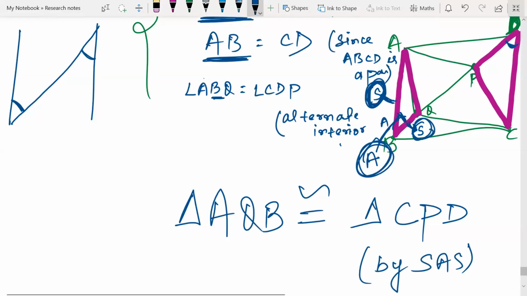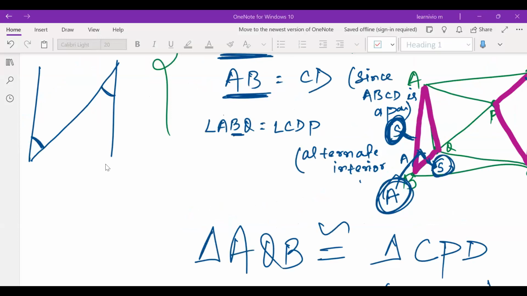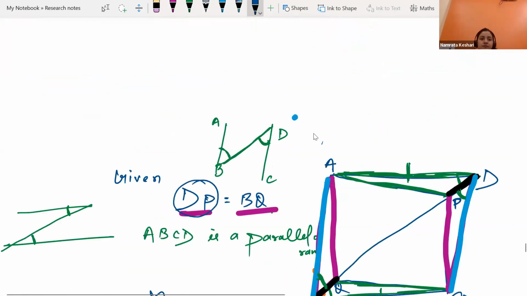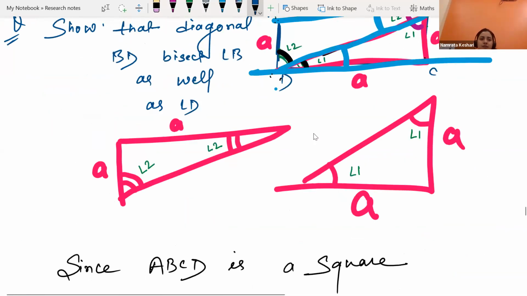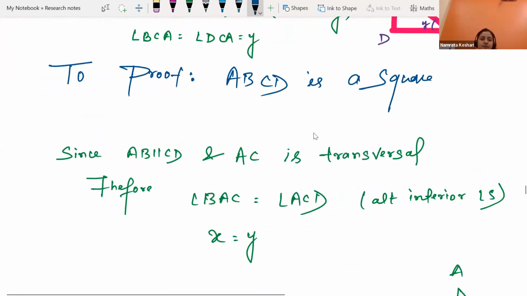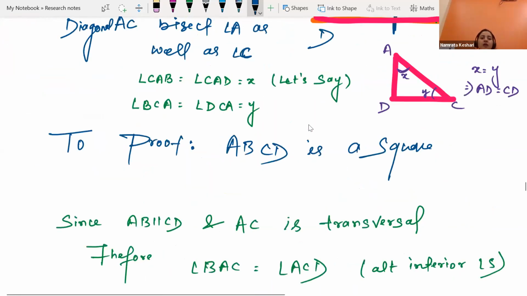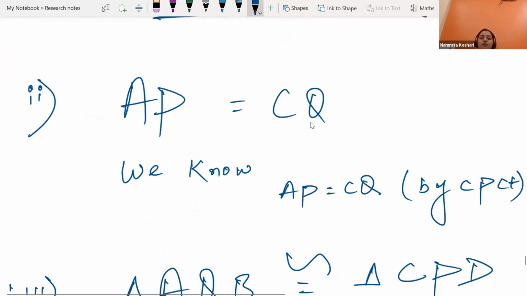Ma'am, can we explain example 5 again? Yes, ma'am. What was example 5? Okay, so this is what we wanted to prove.